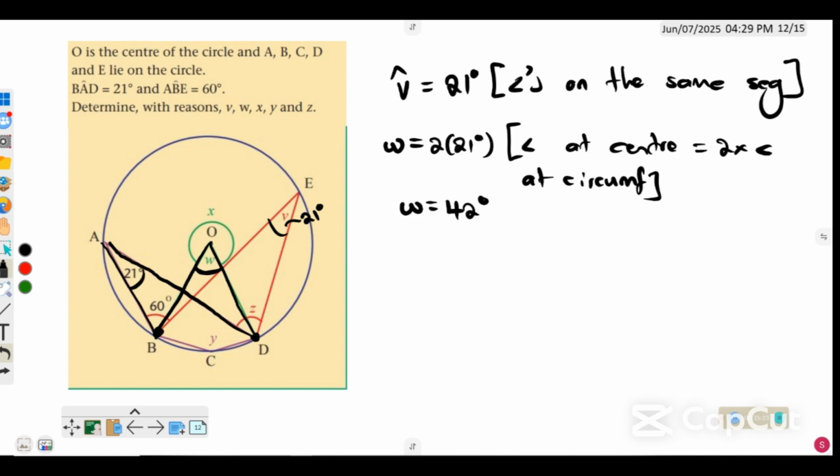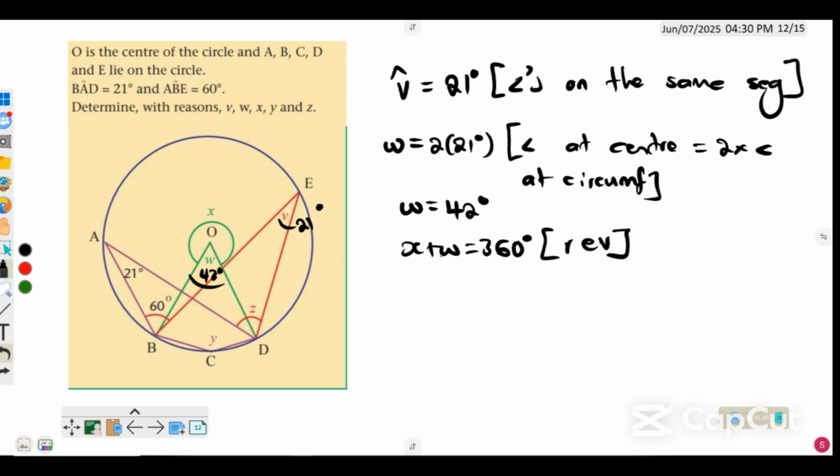And once we have that, we need to look for more angles. Let's see. Now we have this one. This is 21 degrees. That's 42 degrees. We should find what? X. But look at this, X and W, they form that, right? So X plus W should give us 360 degrees. Why? Angles around a point, or simple revolution. We have W, so X will be equal to 360 degrees minus W. W is 42 degrees. Okay, so 360 minus 42, which gives us 318. So X is equal to 318 degrees.